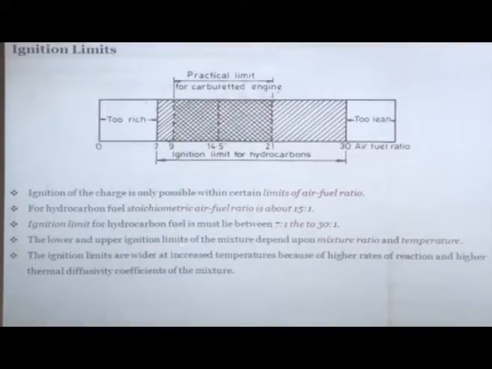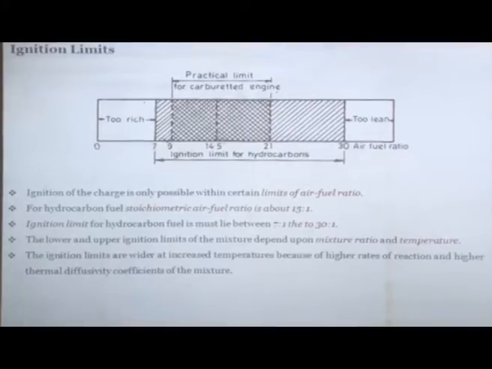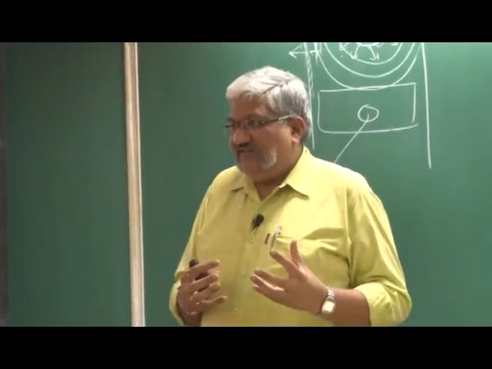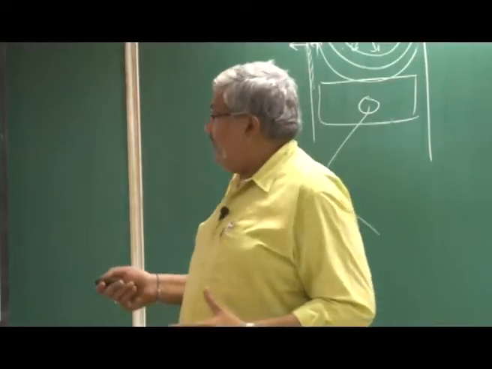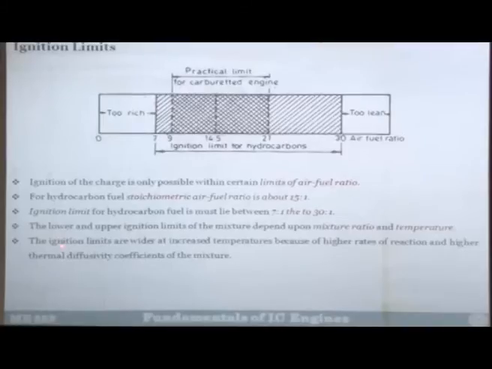The lower and upper ignition limit of the mixture depends on the mixture ratio and also on the temperature. If you want to increase this range, you have to have very high temperature. Why can this air fuel ratio limit be increased at higher temperature? Because at higher temperature, you will have more activation energy available for reactions to take place. So, at higher temperature, this range will widen, at lower temperature, this range will shrink.